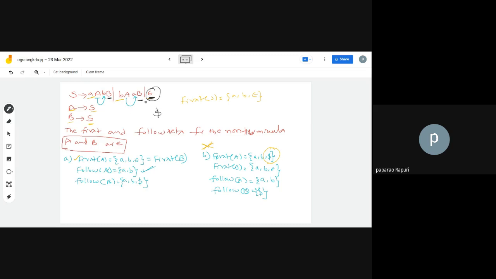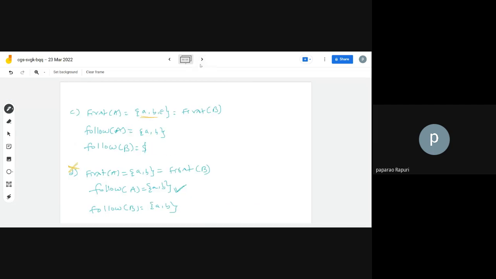So first of S, what are we having? A, B, by removing epsilon, A, B and dollar. In follow of B, it is having A, B and dollar. And coming to this one, it is not having the dollar symbol. So this is not the follow of B set.